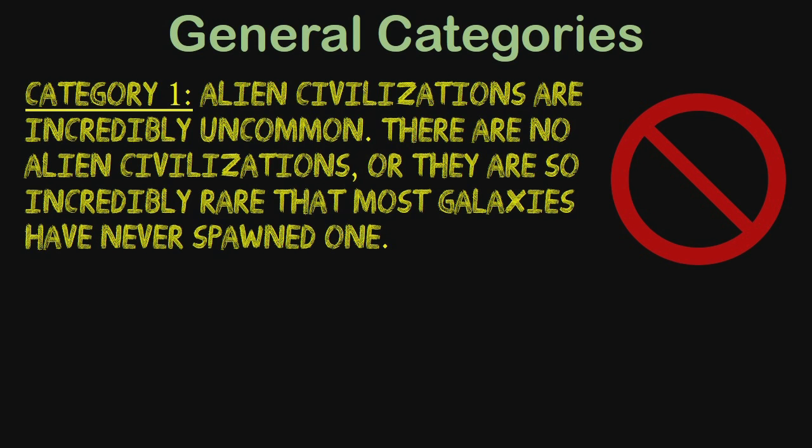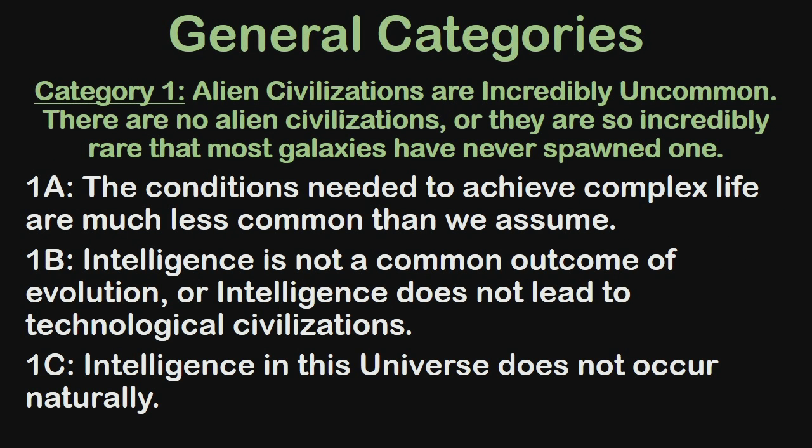But inside Category 1, you have basically three subdivisions. 1A, the conditions needed to achieve complex life are much less common than we assume. 1B, intelligence is not a common outcome of evolution, or intelligence does not automatically lead to technological civilizations. And 1C, intelligence in this universe does not occur naturally at all.